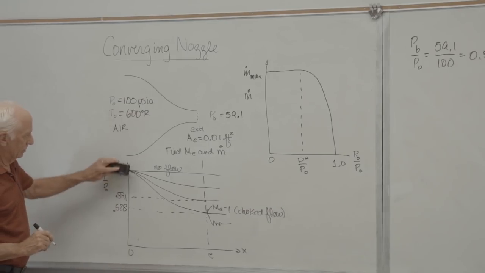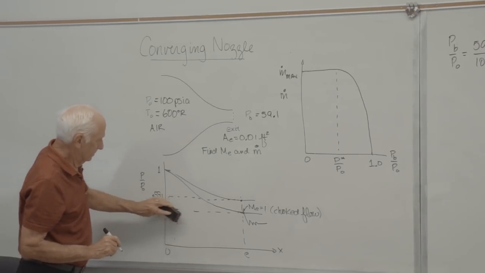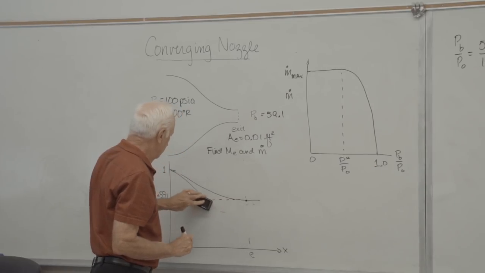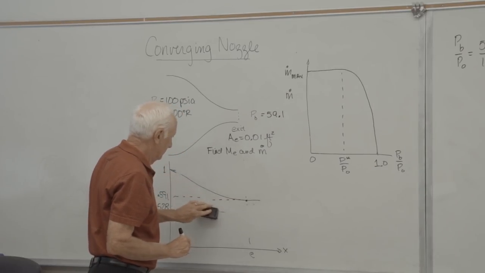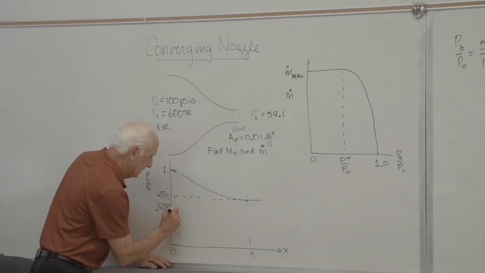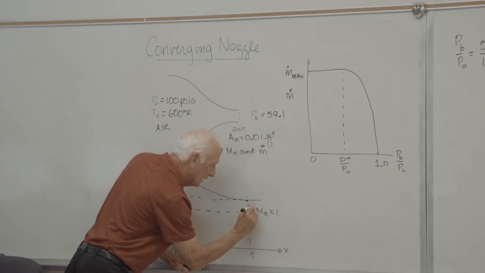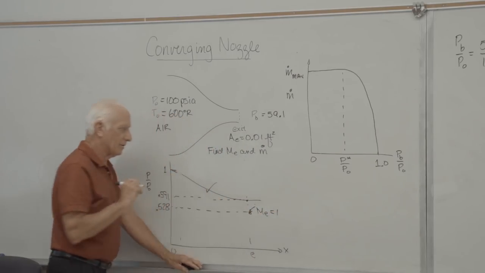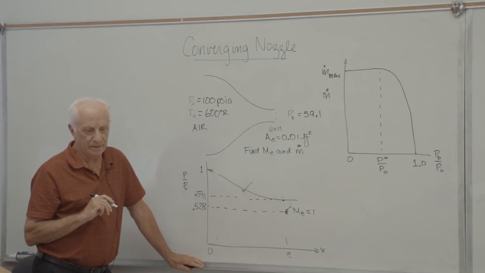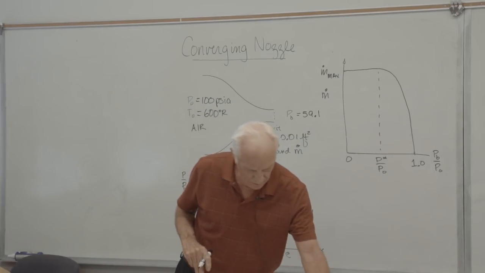There's my roadmap. There I am. Now, I didn't get down to 0.528, where the Mach number at the exit is equal to 1. I didn't get down there. I'm on that curve. Conclusion, it's all subsonic. I never reached Mach 1 at the throat.